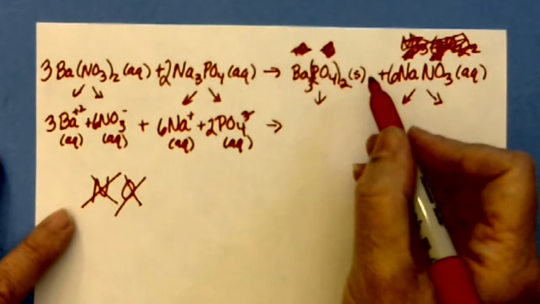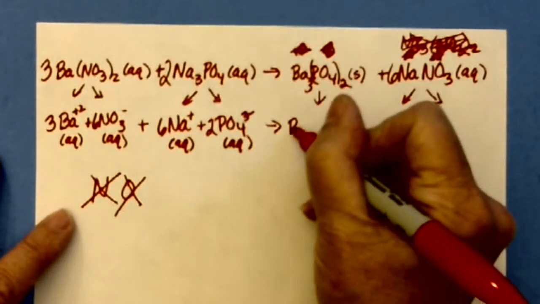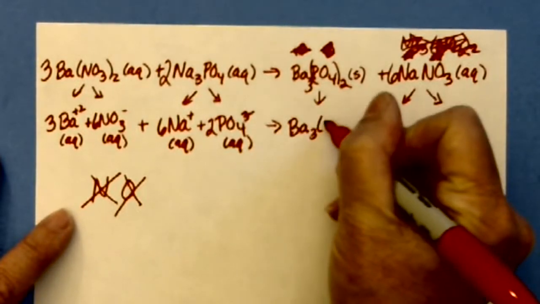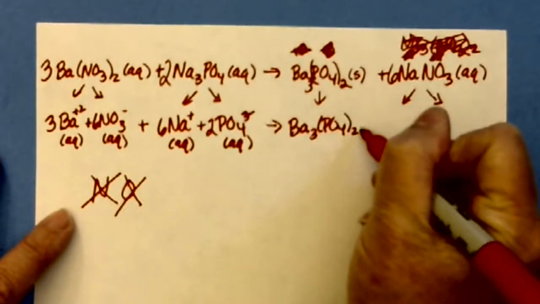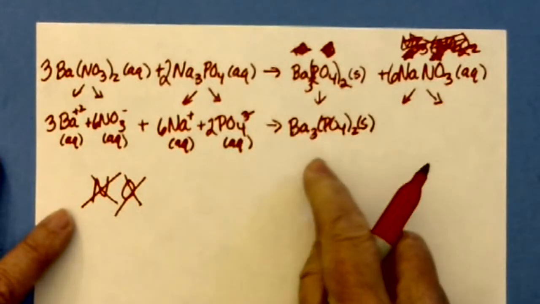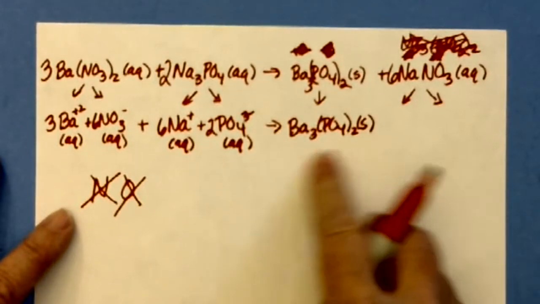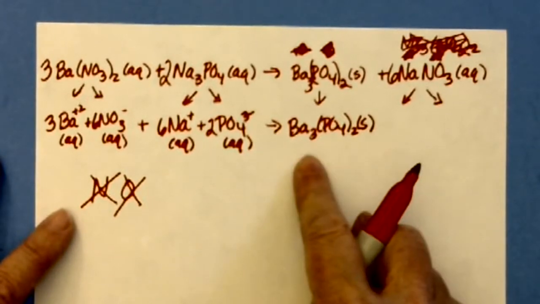Barium phosphate is a solid. Yay! I get to save some space here. It does not break apart, for the most part. And so we're going to leave it together as barium phosphate solid.